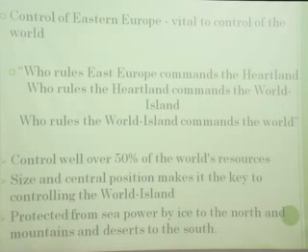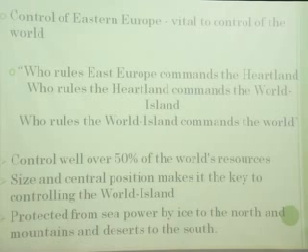Now coming on to the major tenets of his heartland theory, he said that control of Eastern Europe is vital to the control of the world, and his main tenet was that who rules Eastern Europe commands the heartland, who rules the heartland commands the world island, and who rules the world island commands the world.